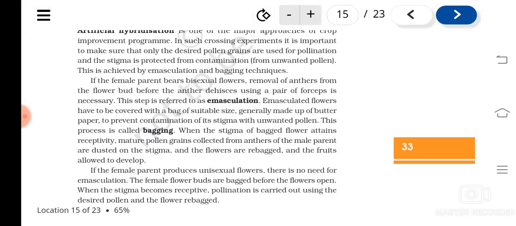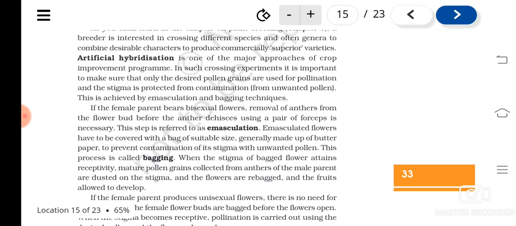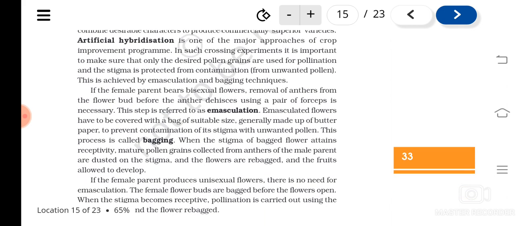So in this, what we have to do is, we have to collect the desired pollen grains, and that should be used for the pollination. And the stigma should be protected from contamination. Contamination means from unwanted pollen grains. Otherwise, if the stigma is open, any pollen grain can stick onto it, and that can affect our result. So the major thing to be noticed in artificial hybridization is what? Collection of desired pollen grains, and the protection of the stigma.